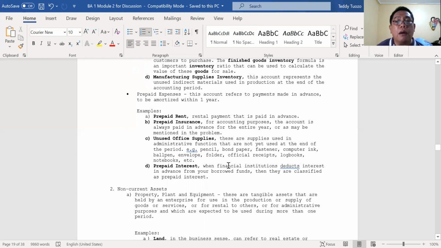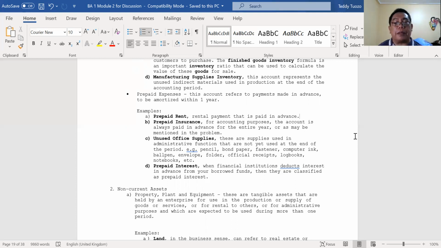Prepaid insurance. For accounting purposes, the account is always paid in advance for the entire year. 1 year for purposes of discussion. But there may be problems that will specify what is the duration or the period applicable for that insurance policy. So 1 year, so it should be divided. So the expense should be divided within 1 year.